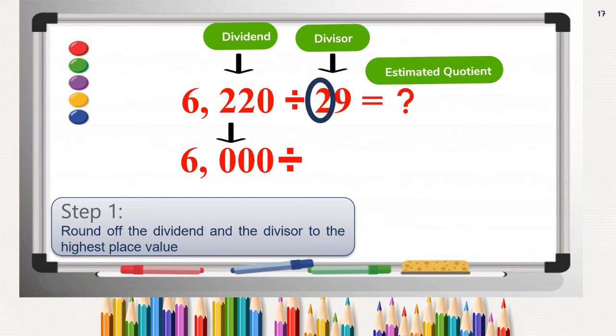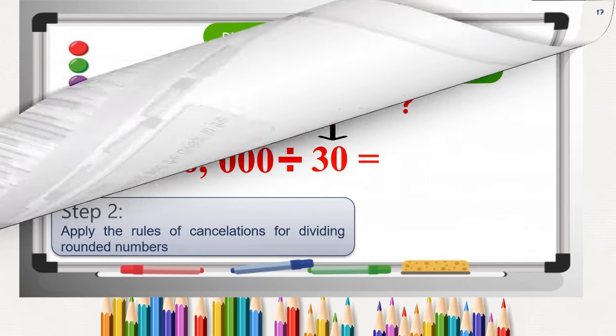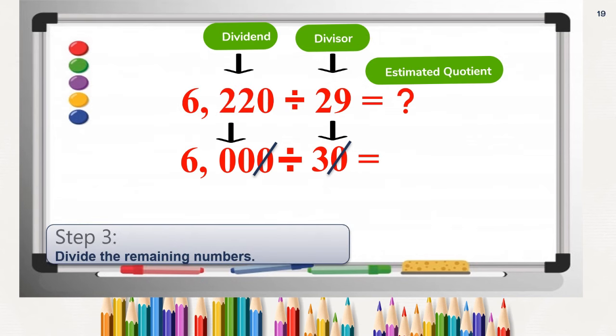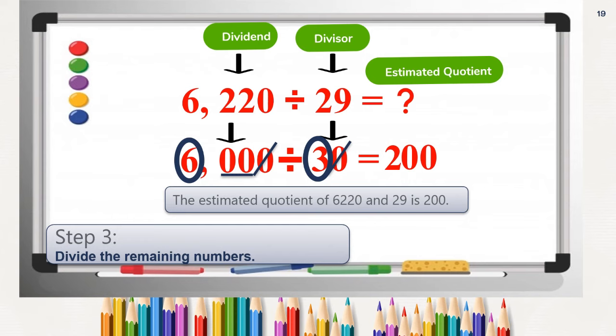Let's round off 29. 2 is the digit in the highest place value, and the digit to its right is 9. So we will add 1 to 2. So 2 plus 1 is 3, and the digit to its right will be replaced with 0. So 29 rounded off to the highest place value is 30. Step 2 is to apply the rules of cancellation for dividing rounded numbers. The divisor 30 has 1 zero, so we will cancel 1 zero in the divisor and the dividend. Step 3. This time, I will not use the long method, so I will just simply divide 6 by 3. So the answer is 2, then copy the remaining zeros, and that will give you an answer of 200. So the estimated quotient of 6,220 and 29 is 200.